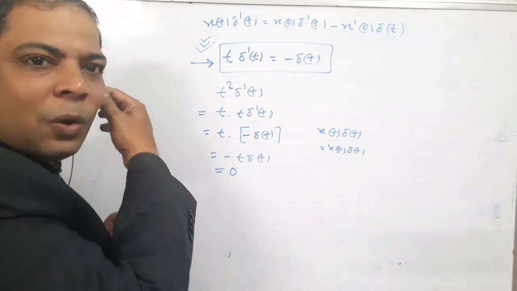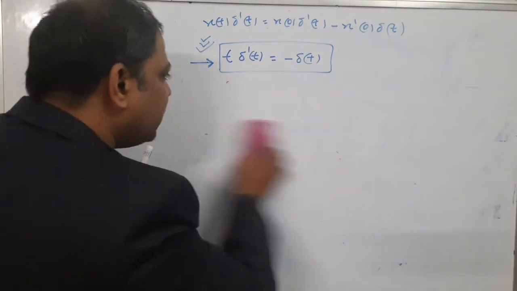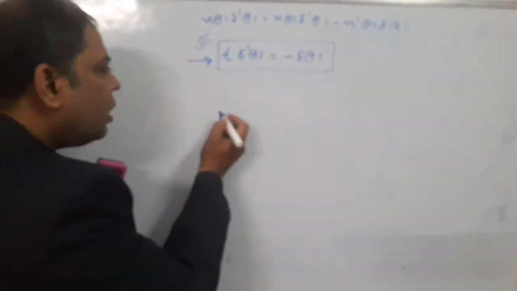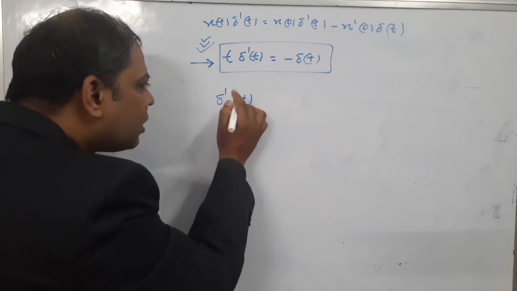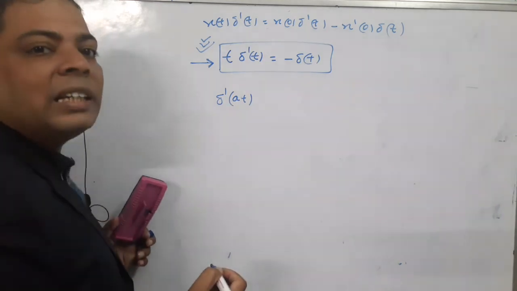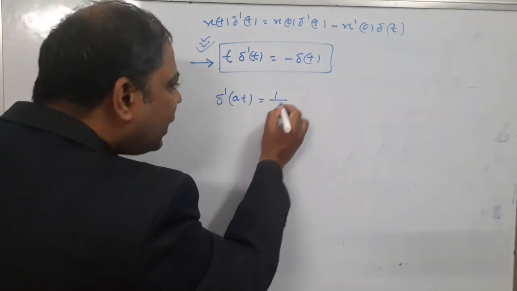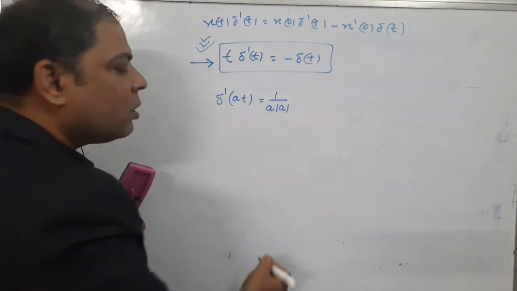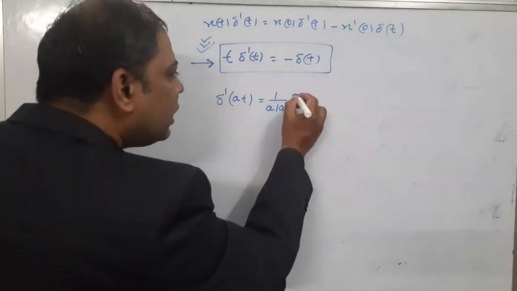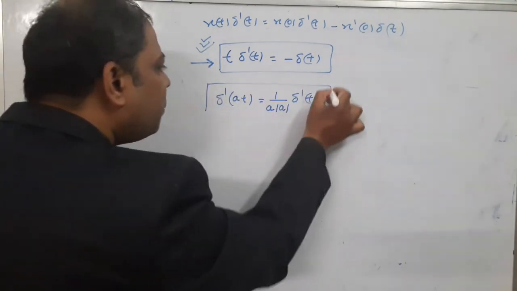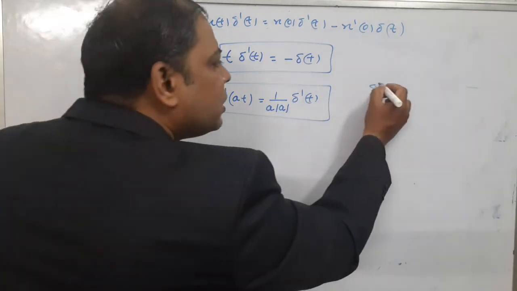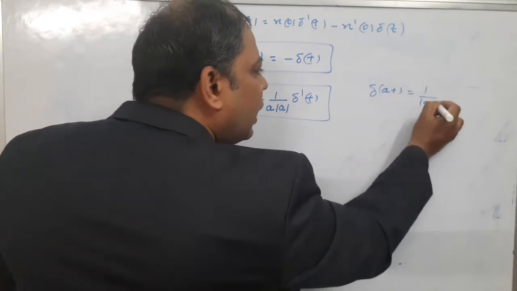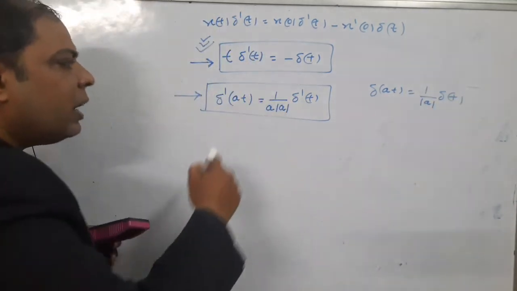Understood? How you are able to solve the question? Very simple. Now let me discuss another important property, the scaling property in case of del dash t, that means the doublet function. What is the scaling property? Del dash at is equal to 1 by a into mod a, then del dash t. Very important. In case of impulse, del at is equal to 1 by mod a del t, but here it is 1 by a mod a, then del dash t.